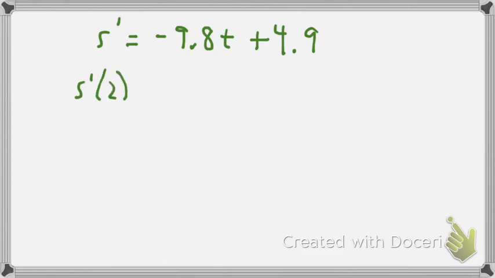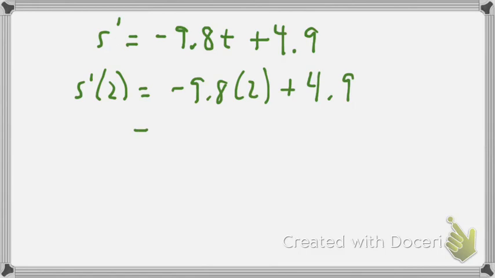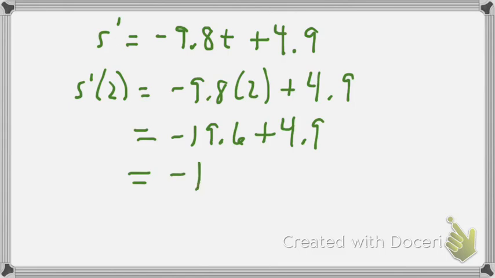So what about 2 seconds in? S prime of 2 is going to be negative 9.8 times 2 plus 4.9, and that is equal to negative 19.6 plus 4.9, which turns out to be negative 14.7. So the velocity was faster at t equals 2. Don't you expect an object that's falling to gain speed over time? That makes sense. And again, the negative part just means that it's going downward, because that was a position graph, and down on the position graph meant that the object was falling downward.